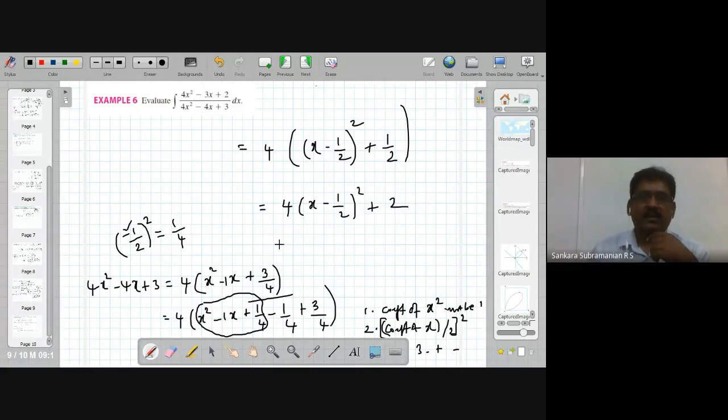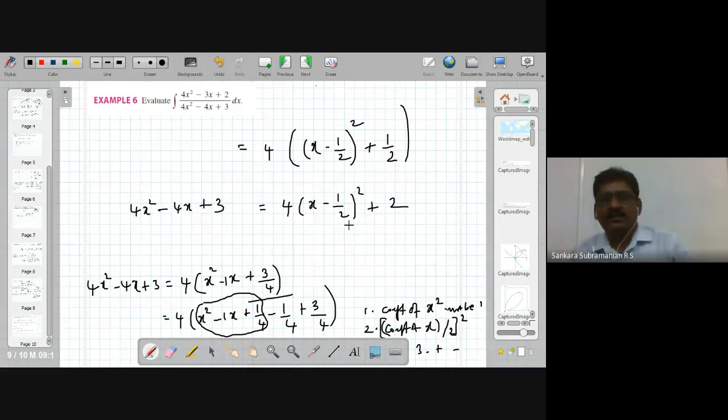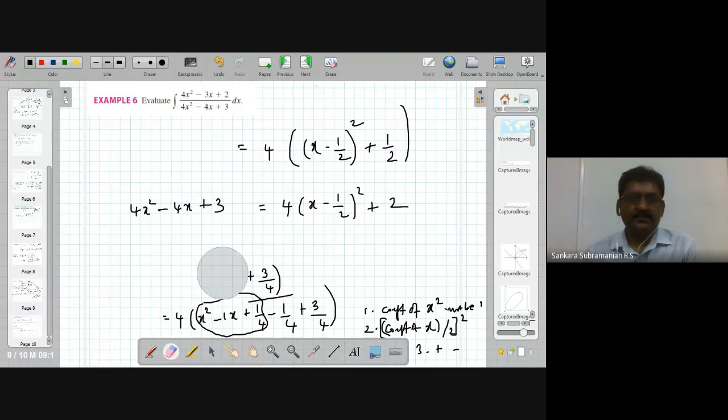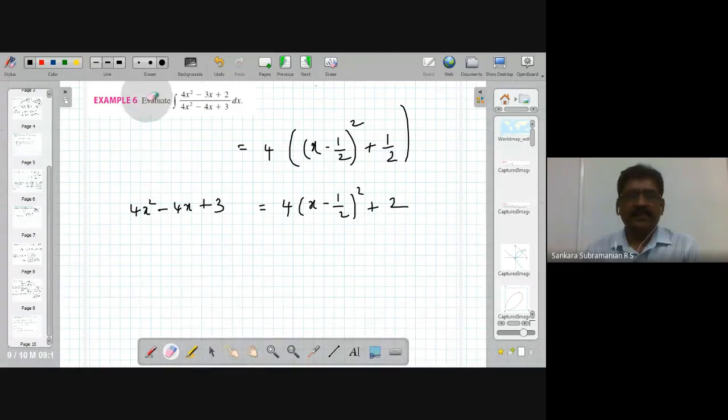So the left hand side one which is taken as 4x square minus 4x plus 3 can be written as 4 times of x minus 1/2 whole square plus 2 எழுதலாம். இப்ப எழுதுறதுனால என்ன யூஸ் ஆகுது சொல்லுங்க பார்க்கலாம். நம்ம லாஸ்டா முடிச்சது என்ன?